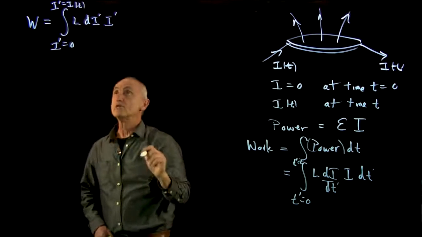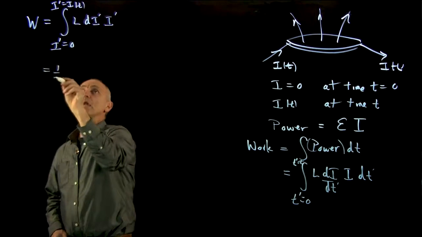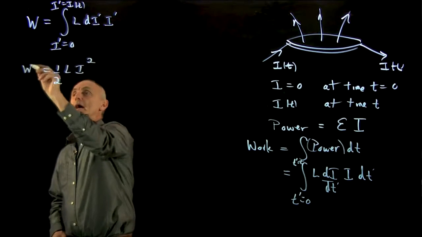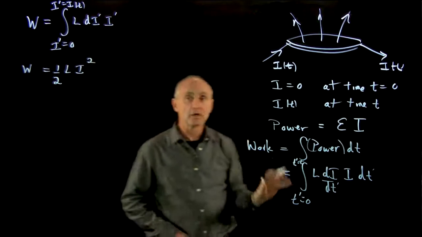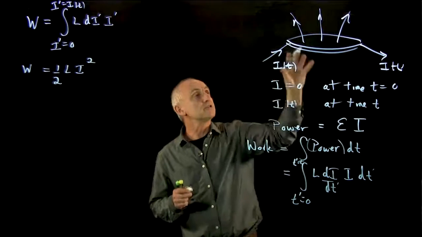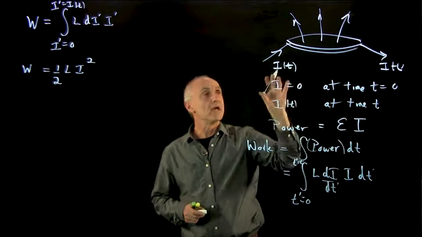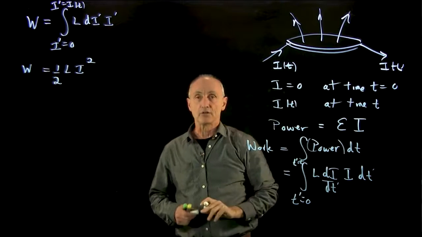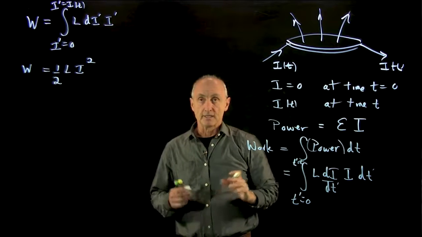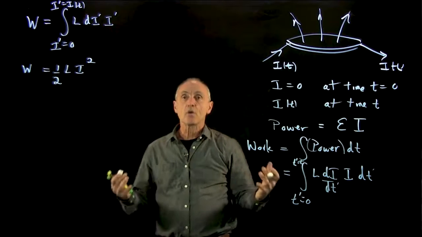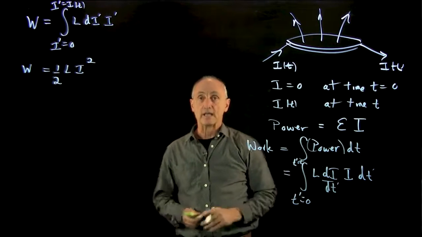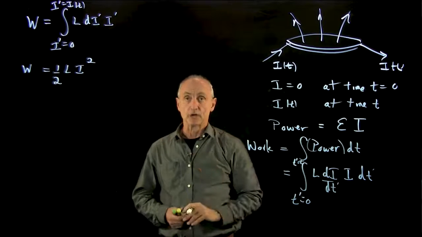This is a straightforward integral, and we just have 1/2 L I squared. And this is the amount of work that goes into taking a current and making it go from 0 to some value I of t. Now our question is, where energy is conserved, where did that energy go? And that's what we want to look at next.